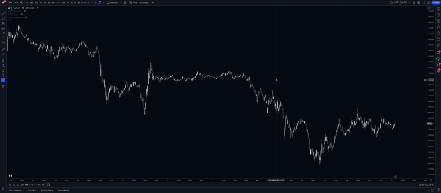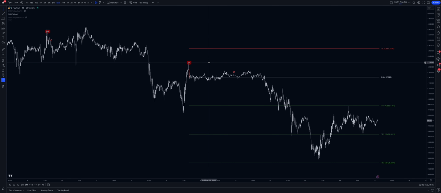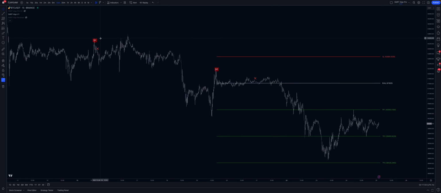Alright, the first indicator that I'm going to go through is the Smart Algo V1. This is one of the first indicators that we launched, and it's something that we're really proud of. The strategy that this trades is a trend pullback strategy. So if you see on the chart here, we are on the BTCUSDT chart, and you can see that we have two sell signals printed.